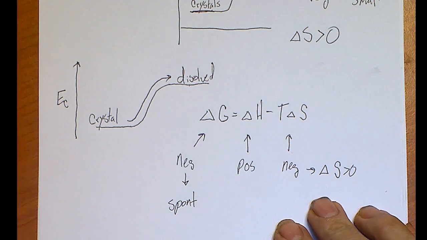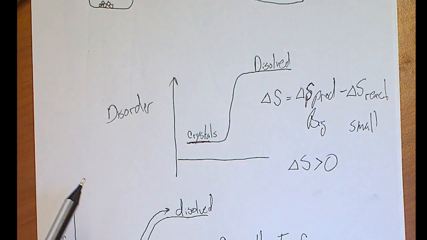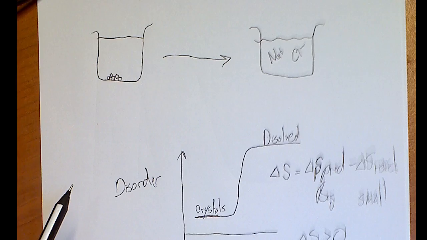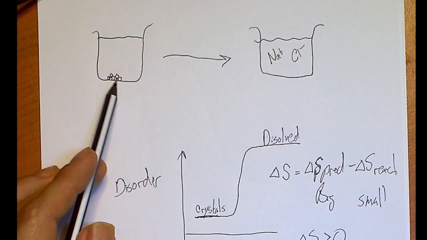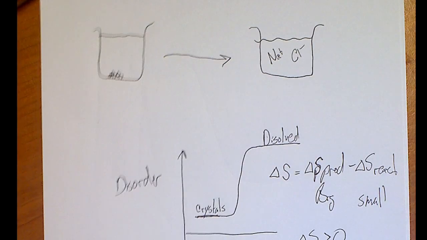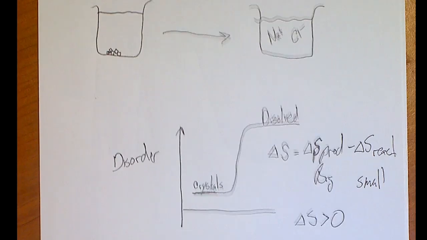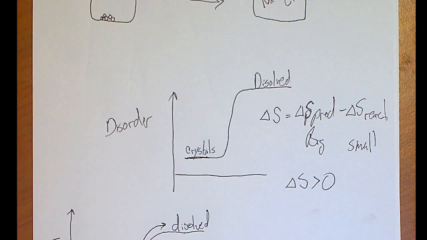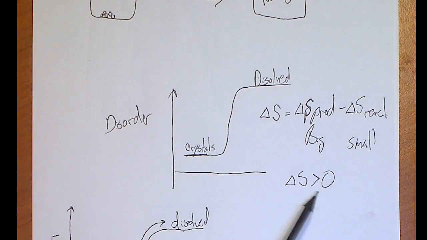And of course, here in the salt dissolving, we already explained that the entropy is greater than 0 because the crystals start off all nice and neat in one place and all pretty, and they end up dissolved and spread out and not beautiful at all. And so they've tended towards disorder. Delta S is greater than 0.